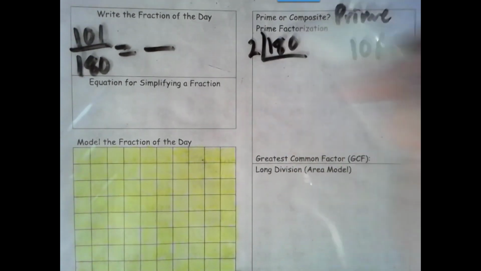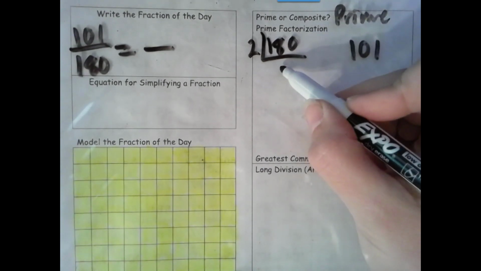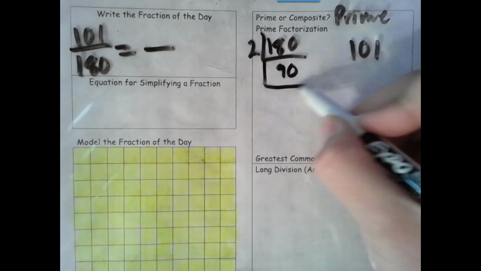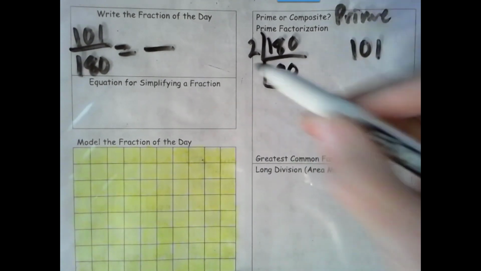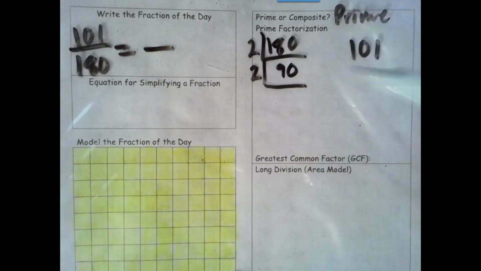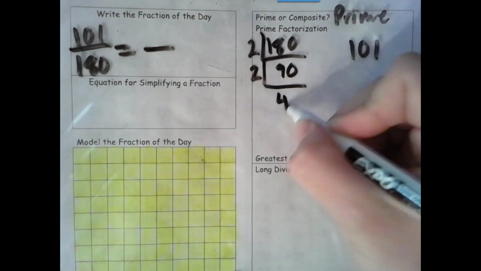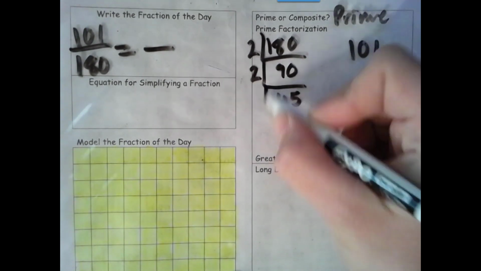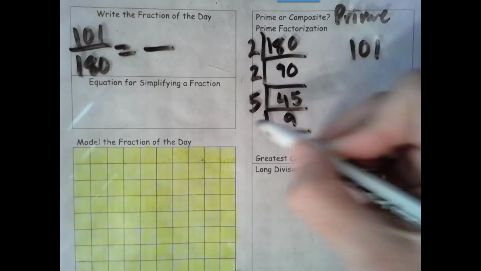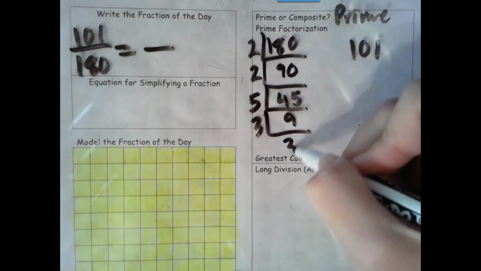I can divide by 2 because it's even. Half of 18 tenths is 9 tenths. Okay, I can divide by 2 again. I can't do half of 9 tenths, but I can do half of 8 tenths, which is 4 tenths, and then half of 10 is 5. Okay, I can divide by 5, I get 9. I can divide by 3, I get 3.